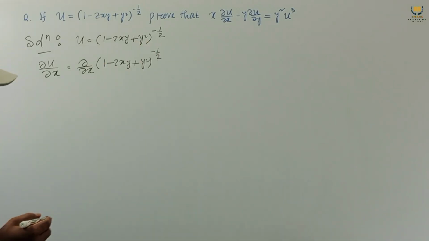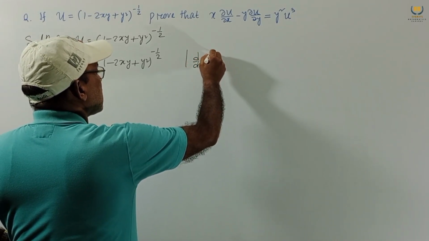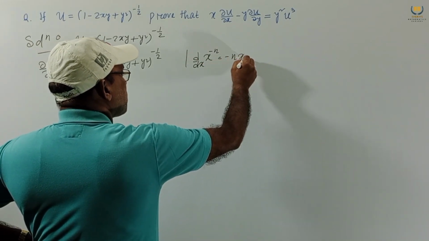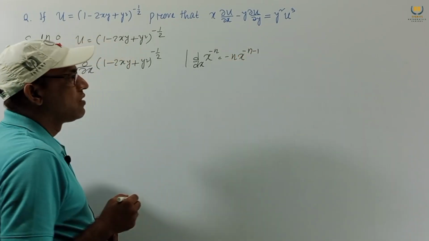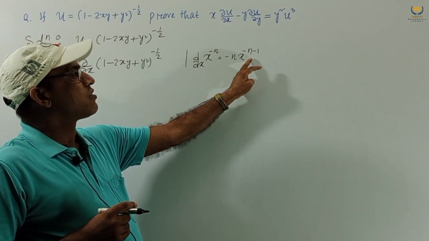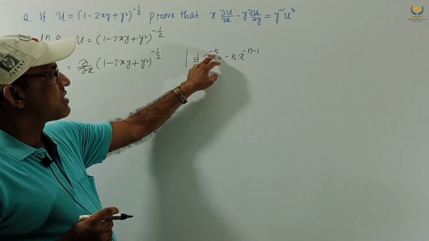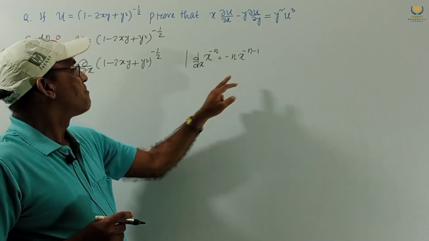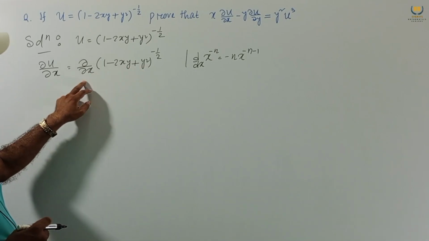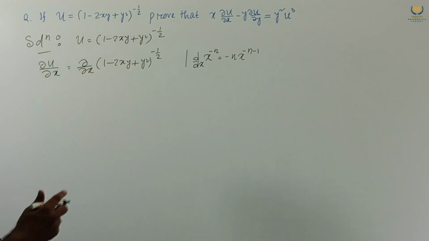We know that d dx of x to the power minus n equals minus n x to the power minus n minus 1. When the base is the same as the variable, we can get this formula. But here we have 1 minus 2xy plus y square, and we differentiate with respect to only x. These are not the same. If both are the same, we can write this formula. So now we use the chain rule.